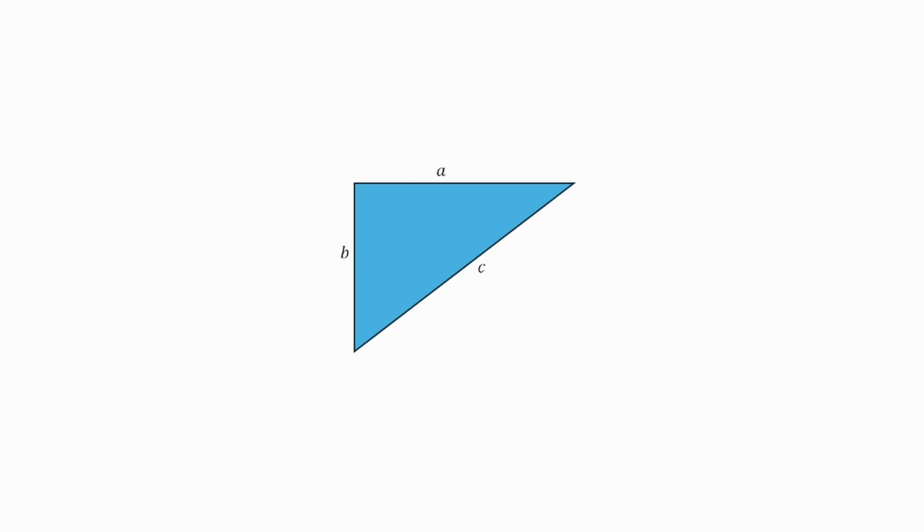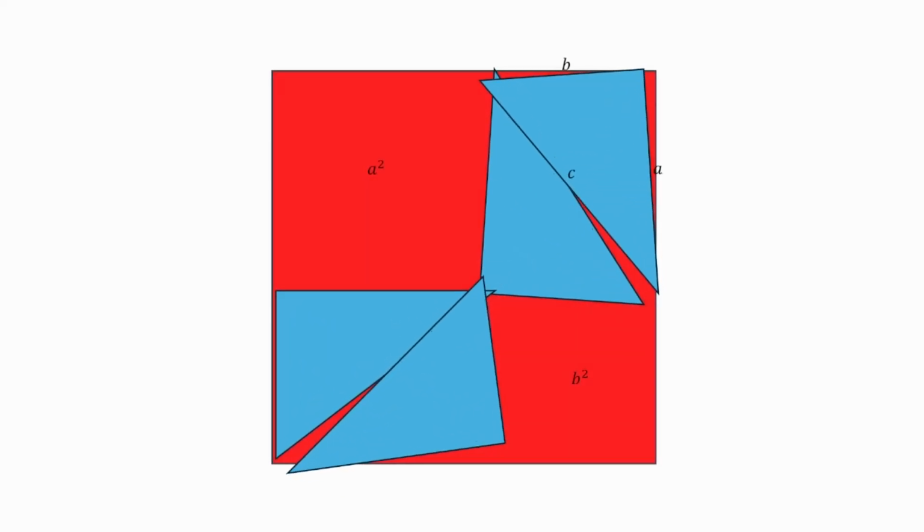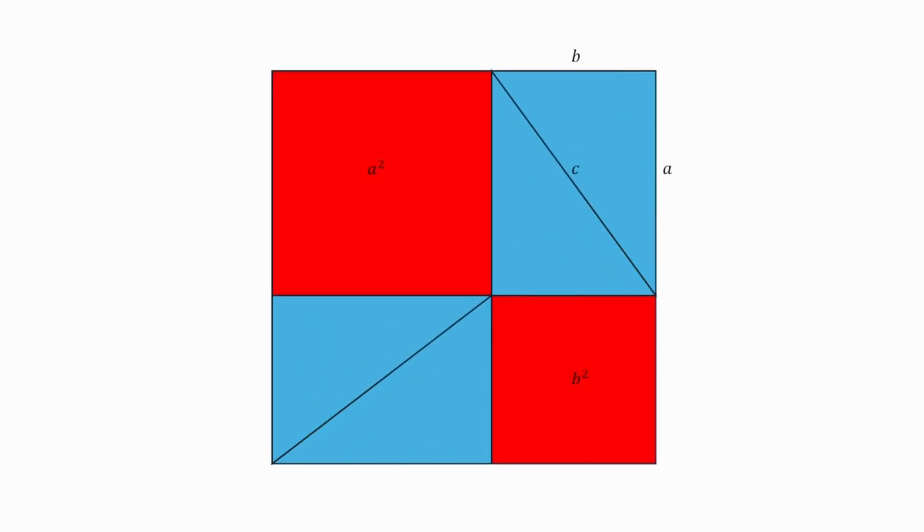So the animation I'm going to create starts off with a right-angled triangle with sides labelled A and B and C, the longest side being C. 4 copies of this triangle then move to fit inside a square of side length A plus B, and then the area of that square that isn't taken up by the triangles forms 2 squares, one of area A squared and one of area B squared.